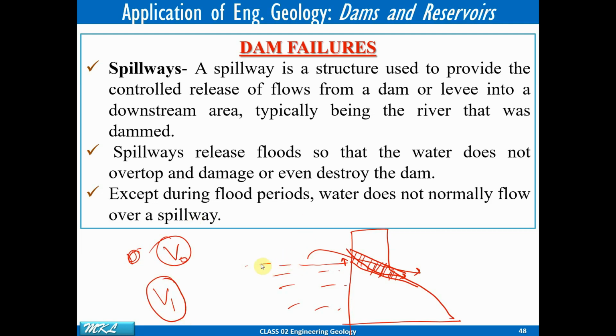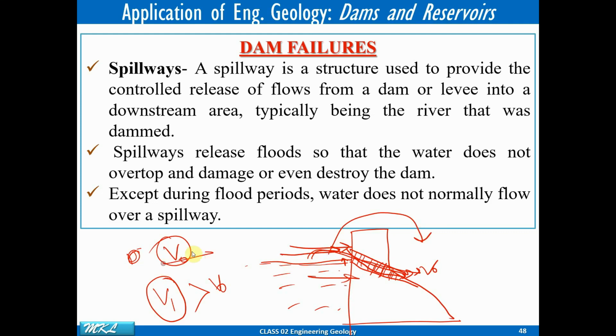Surplus means the extra water. And V1 is greater than V0. So the spillway can only pass V0, not V1. So what will happen here? Some portion of the water will exert force on this dam wall. This excess water will exert force on the dam wall, and there is a possibility of overtopping like this, or there will be an extra force on this dam wall.